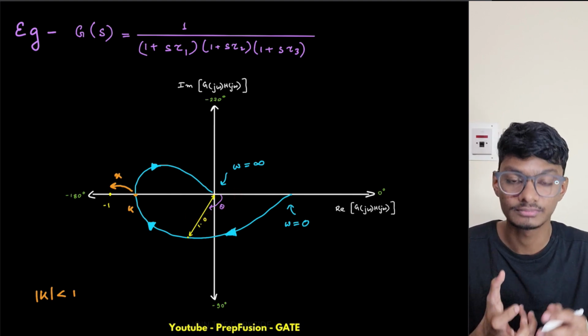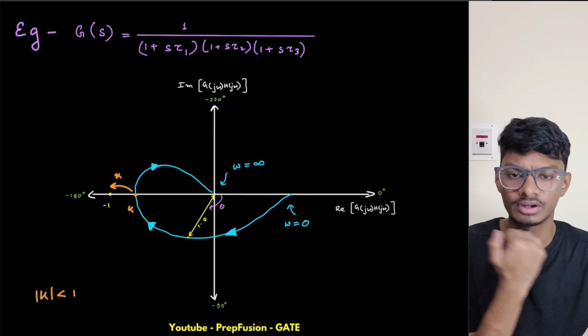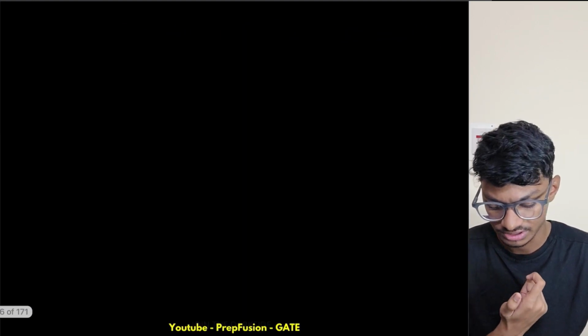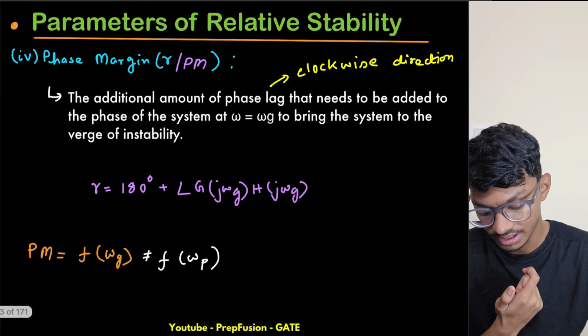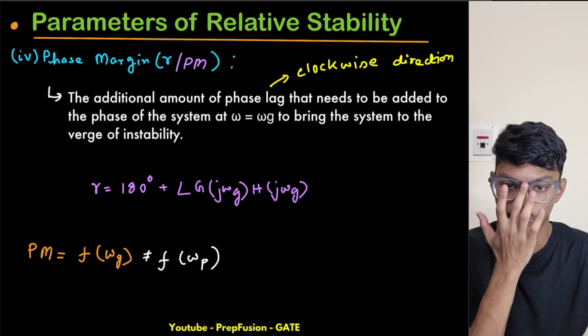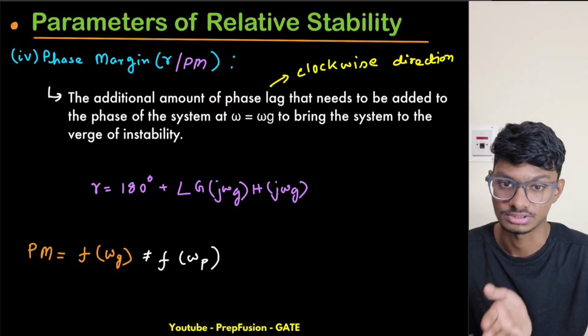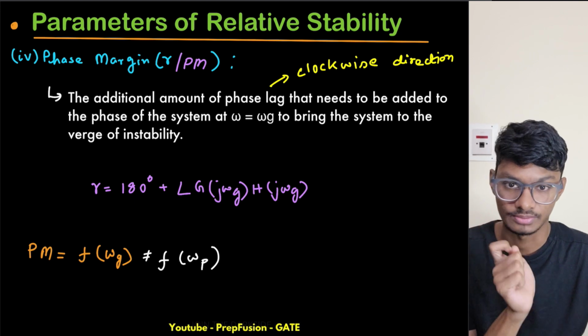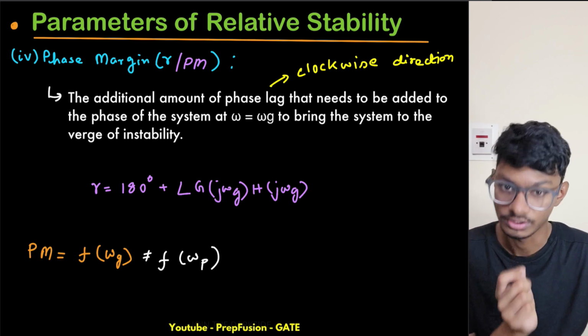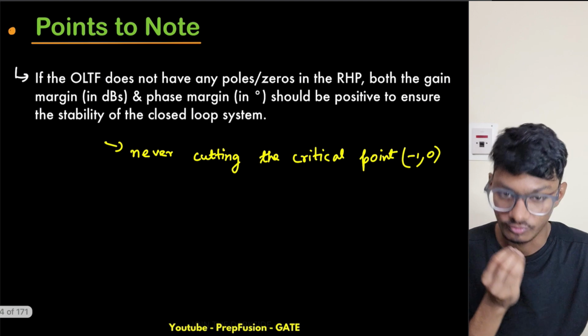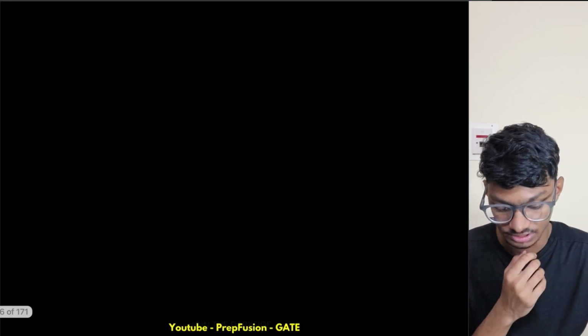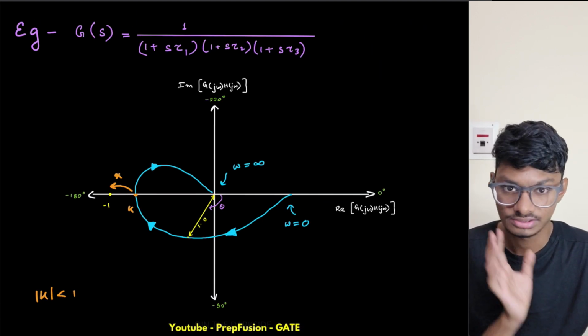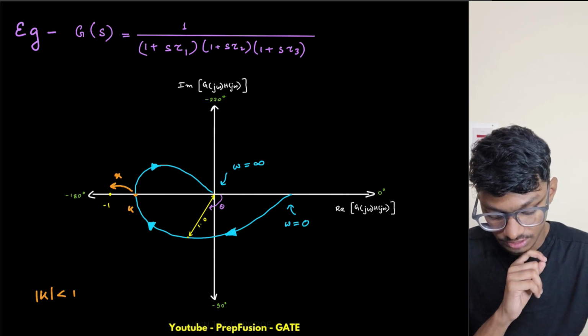That's why there always is some confusion: why are you measuring clockwise, why aren't you measuring anti-clockwise? Why is the phase margin written as phase lag? Phase lag means clockwise direction. We have studied this in our phases chapter. So I hope you got the point why we are interested in the clockwise direction. So this is the theta.